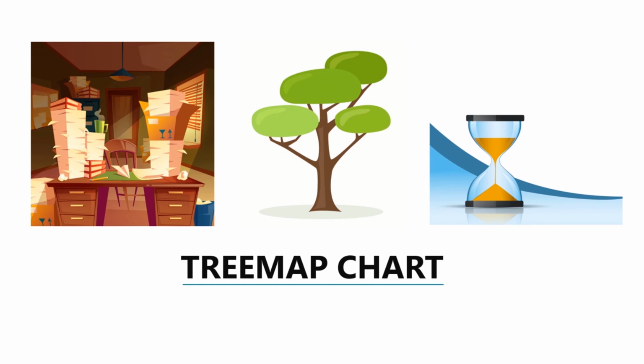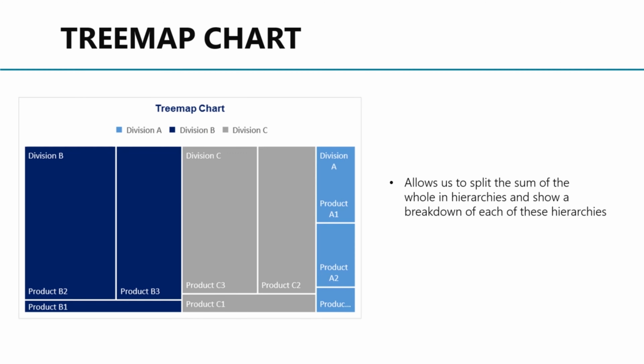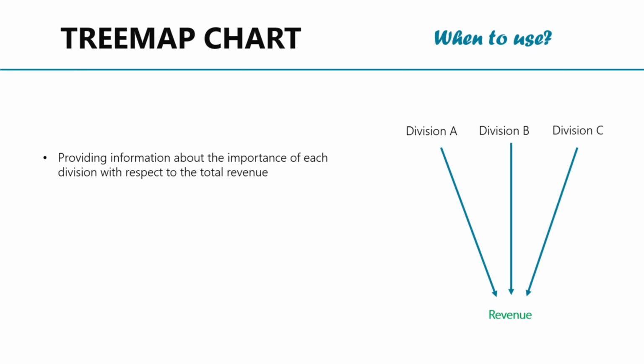Tree map charts. One type of chart that is not used as often as it should be is the tree map chart. Here is what a tree map looks like. It allows us to split the sum of the whole into hierarchies and then show an internal breakdown of each of these hierarchies.